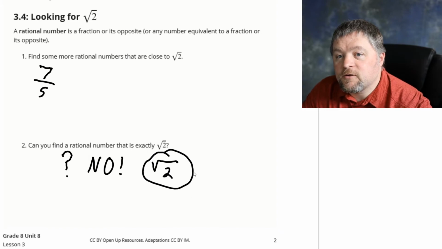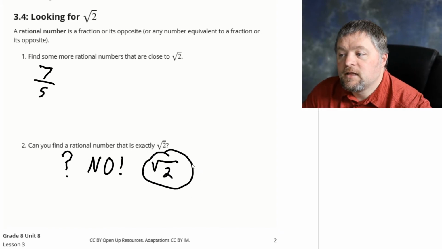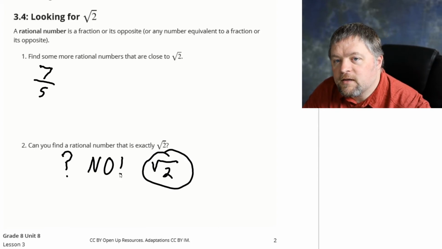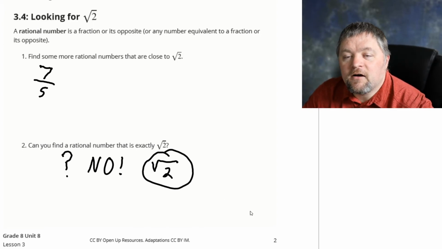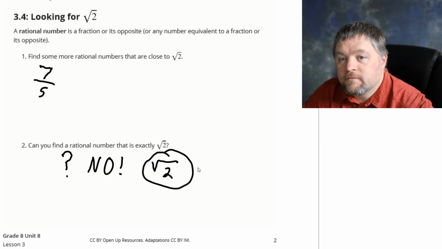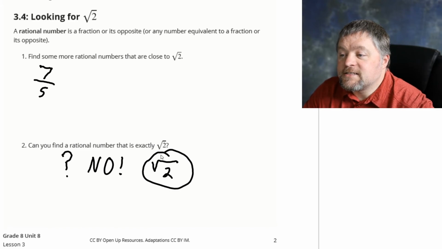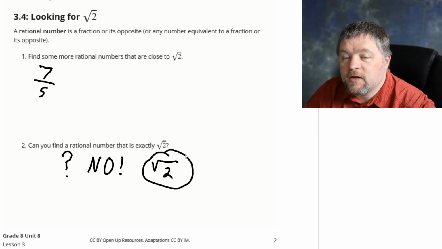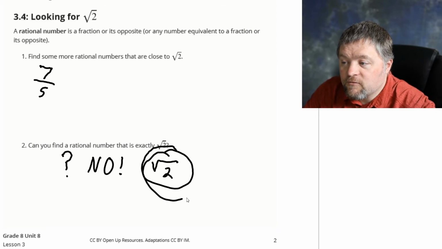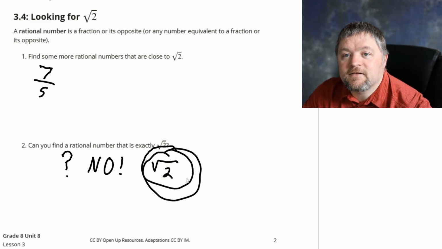Don't put that into a calculator. If you put that into a calculator, it's going to give you 1 point, yada, yada, yada, a whole bunch of decimals. Those are not exact. The exact value of the square root of 2, and what you will be expected to write, is the square root of 2. That is the exact value of the square root of 2.